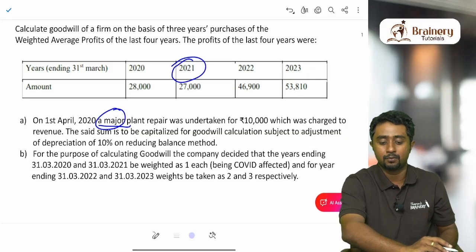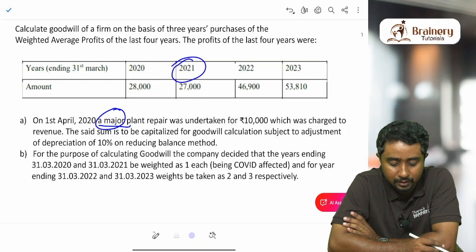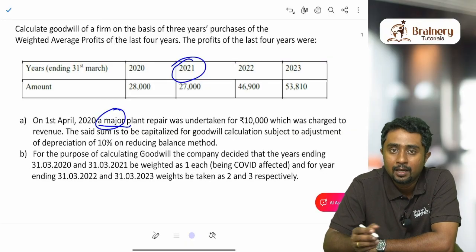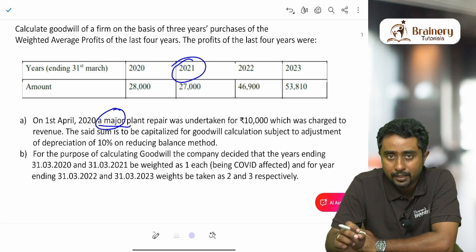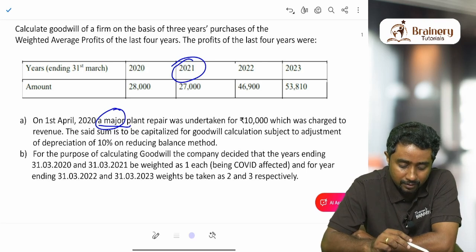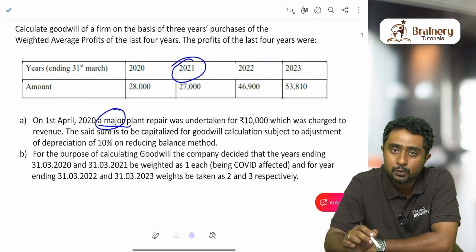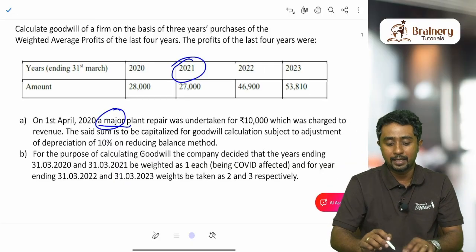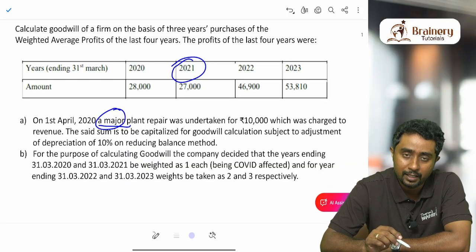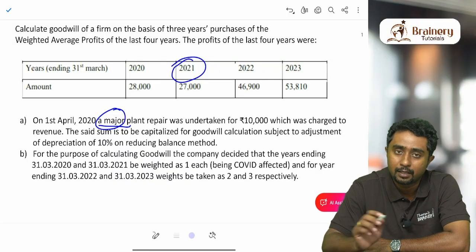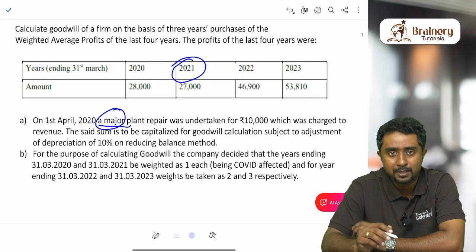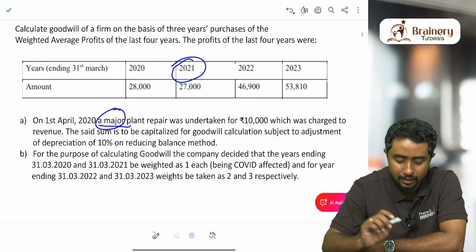For the purpose of calculating goodwill, the company decided that the years ending 31/3/2020 and 31/3/2021 be weighted as one each. That means, as I mentioned before, you already know that we have to give some rank or weight to each year. So for the first 2 years, 31/3/2020 and 31/3/2021, you should give the weightage as one each, followed by the other 2 years, with weights of 2 and 3 respectively: 2 for 2022 and 3 for 2023. This is how you calculate the weighted average. So the second adjustment is pretty easy. We need that adjustment only when calculating weighted average profit.